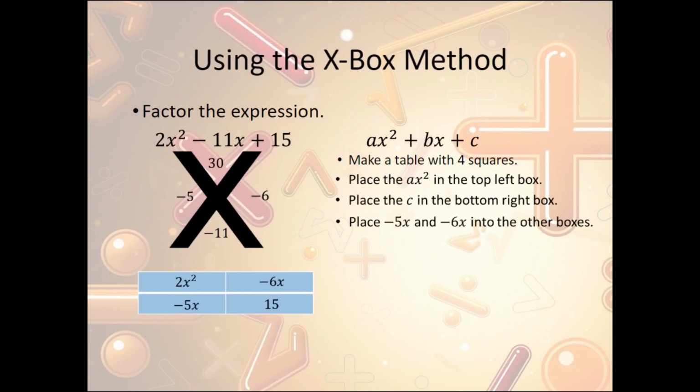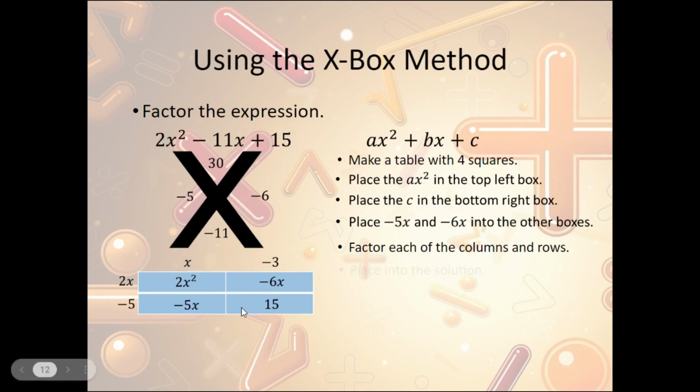So there we go. Now we just need to figure out what the common factors are. So we'll start here. 2x squared and negative 5x. Well, the only thing we have in common there is x. And then we have negative 6 and 15. Well, they have a 3 in common. Then here we have 2x squared minus 6x. Well, we have a 2x in common. And then 5x and 15 has a 5 in common. So we have x minus 3 and 2x minus 5. And we place those into our solution. So now we have 2x minus 5 and x minus 3 as our answer.